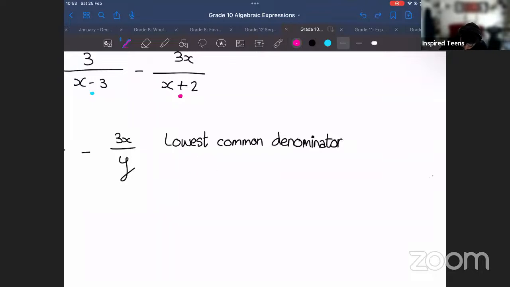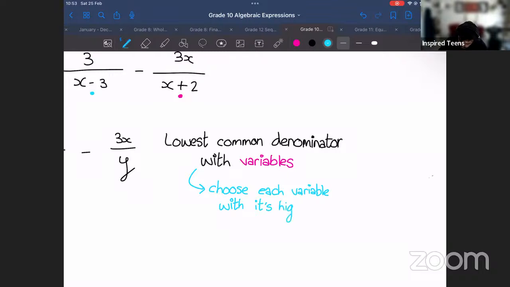What you actually want to do is you want to choose each variable with its highest power. When we say highest power, we're talking about highest exponential power. Okay, so keep that in mind.